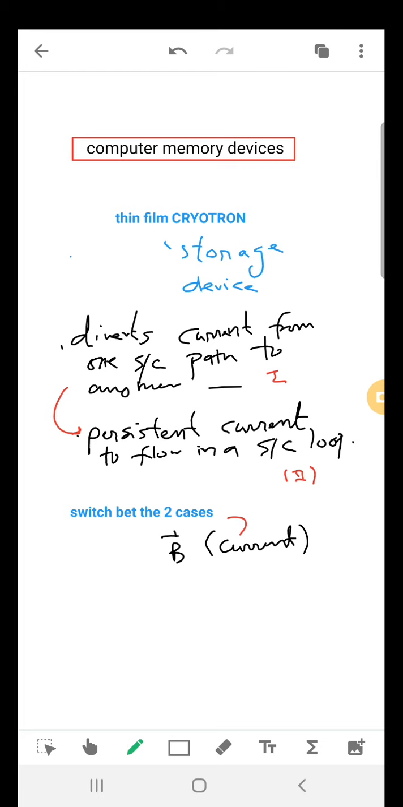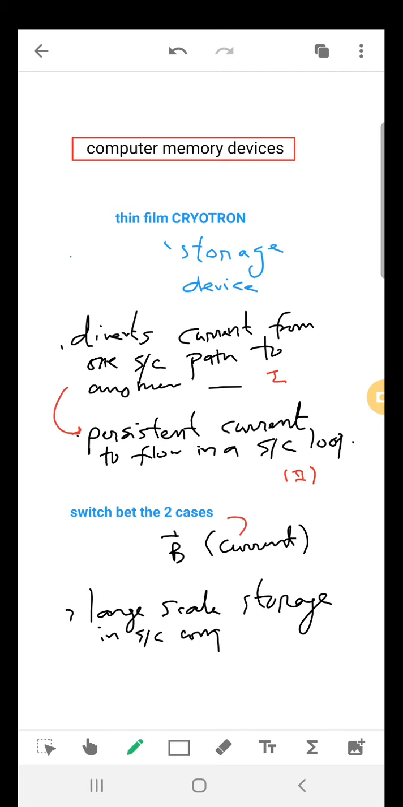So the switching is caused by an inductively coupled current induced by the transition, and it causes large scale storage in a superconducting computer. It can replace the magnetic storage in conventional computers.